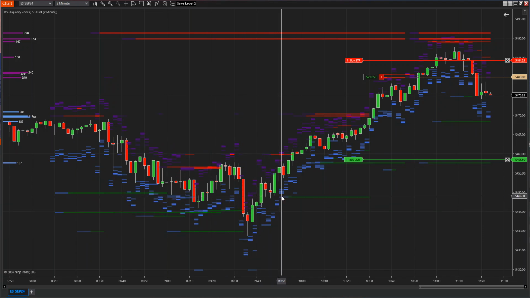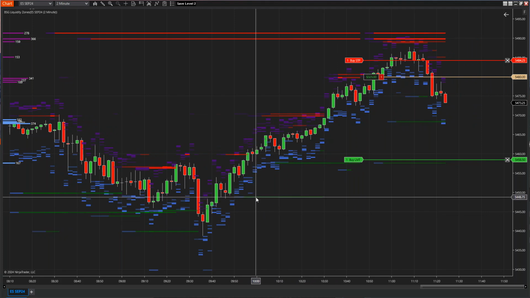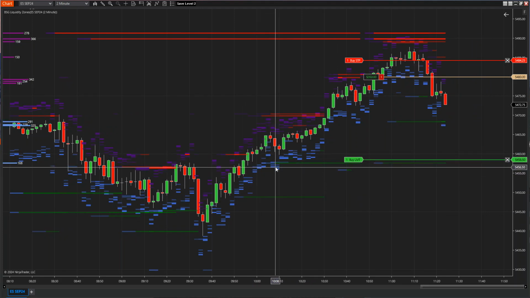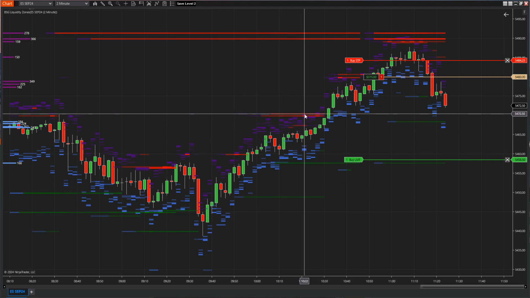Now that shift continues. How do I see that? Look at right here, buyers' control. After price moves, buyers take out the control from here, sellers are pushed back.